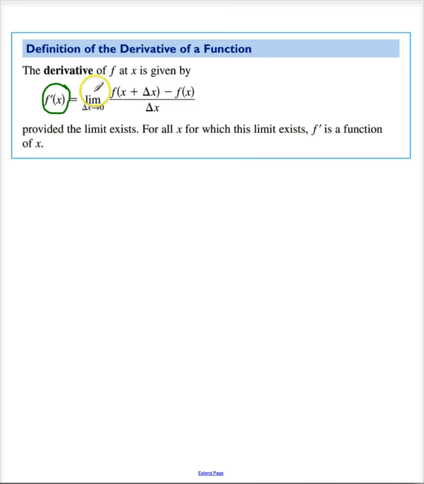Now, you should recognize this because this part right here that I'm going to circle in red is the slope of the tangent. So you can think of the derivative as the limit as delta x approaches 0 of the slope of the secant.